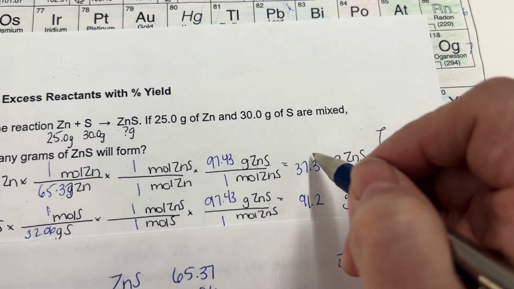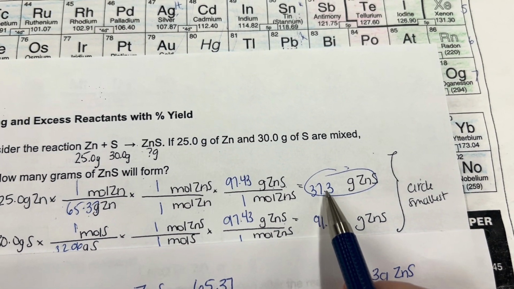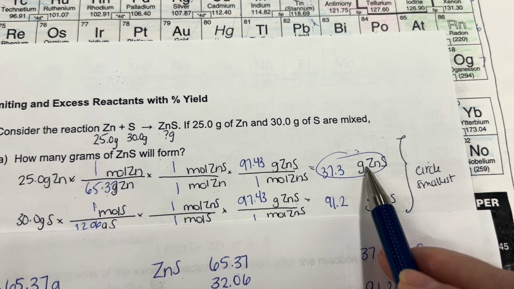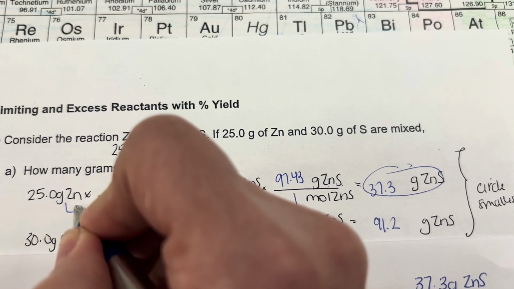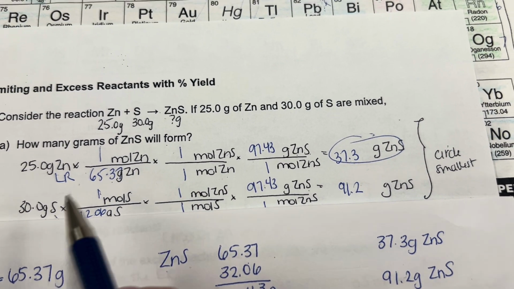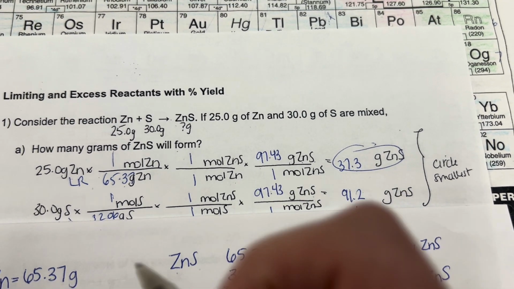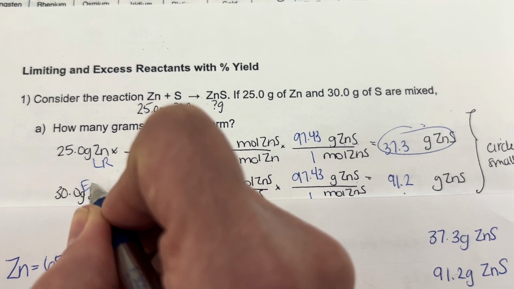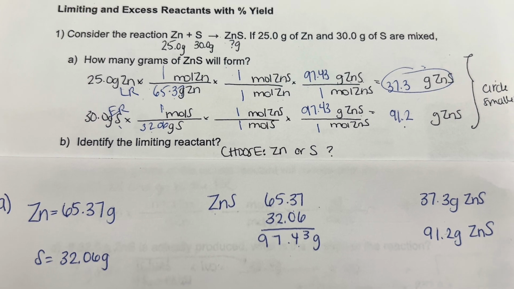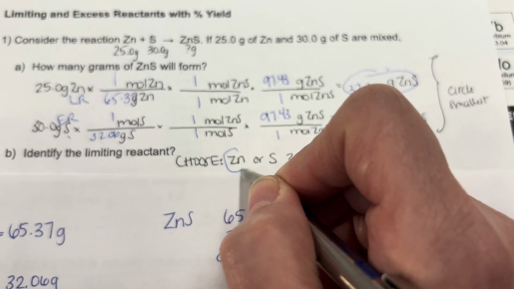So the correct solution here is how many grams of zinc sulfide will form? Well, the maximum that can form is 37.3 grams. So that means that zinc here is the limiting reactant. Here, sulfur could make way more than 37.3 grams. So that means we have more than what is needed, and this is the excess reactant. So letter B, identify the limiting reactant. Who is it? Well, we said it was zinc.